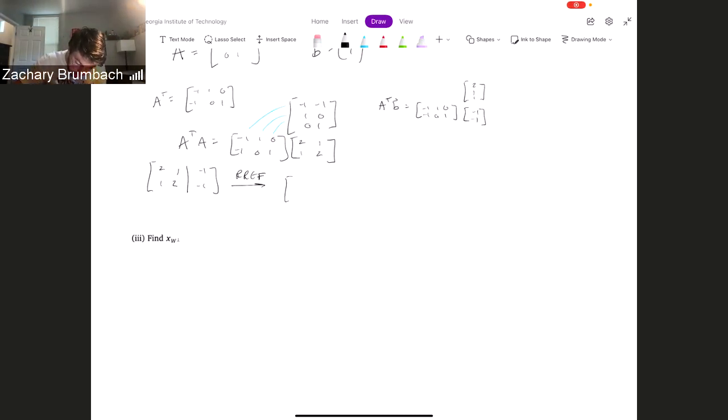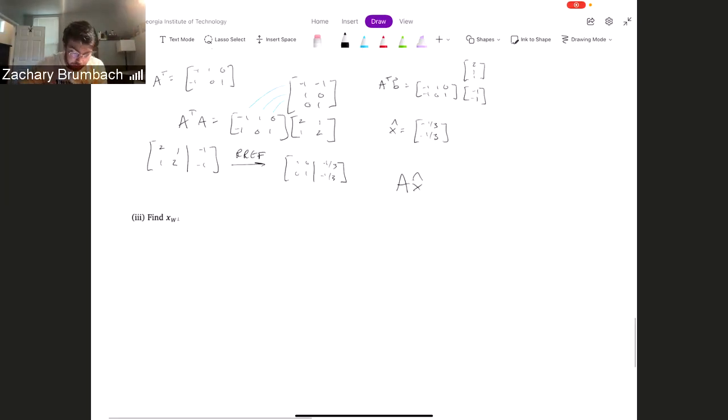We're going to get negative 1/3, negative 1/3. So, again, here we have one extra step. Now we have our x vector, or if you'd rather, call it x hat. Who cares? It doesn't matter. Negative 1/3, negative 1/3. Now we multiply A times that thing. Because that's our least squares solution, but we have to go one more step.